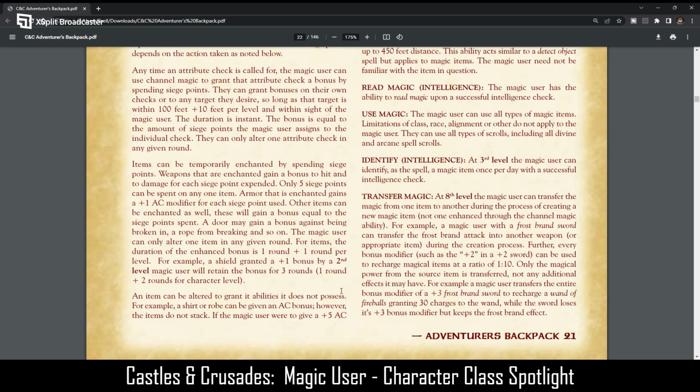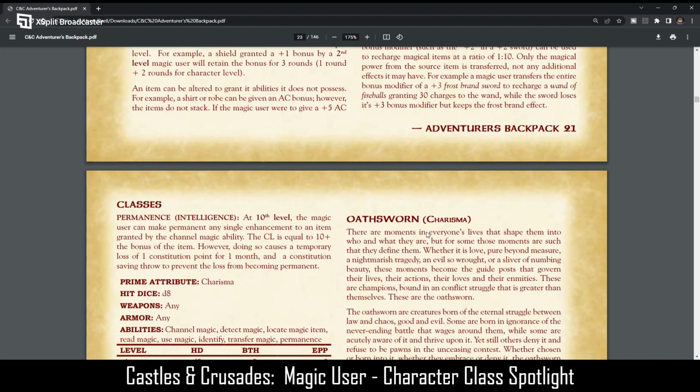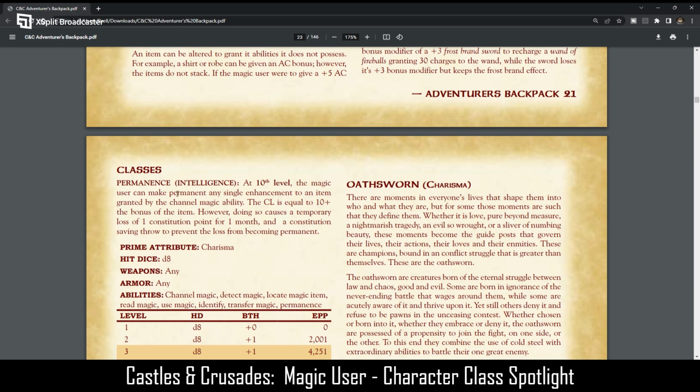All right, so you can basically strip the pluses away from one item and charge up another, like a wand or a staff, giving it 10 charges for every 1 point that you reduced. I'm not quite sure that's a very practical use, taking away the +3 Frostbrand ability and taking that +3 just to recharge a wand up to 30 charges. Weird. Anyway, permanence, intelligence.